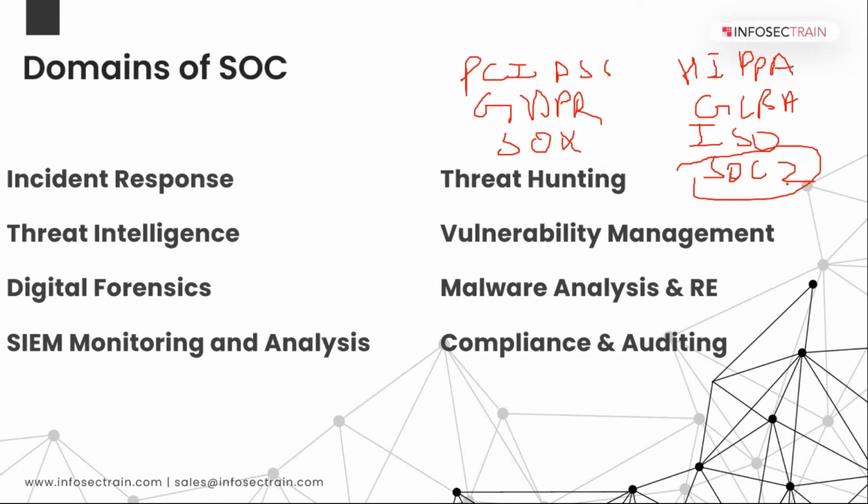SOC 2 is basically something which defines the criteria based upon the major trust service principles. You have your security principles, privacy principles, confidentiality principles, availability principles, and processing integrity principles. This is what we call SOC 2. If I talk about SOC 2 compliance, it is an auditing procedure ensuring that your service provider, from which you are taking the service, is securely managing your data and protecting your interest or not. That is what we call SOC 2 compliance.